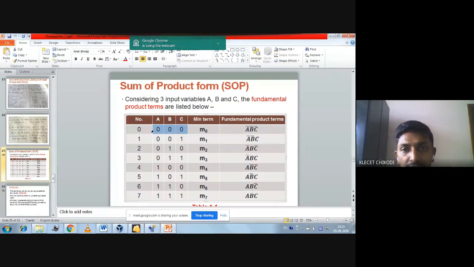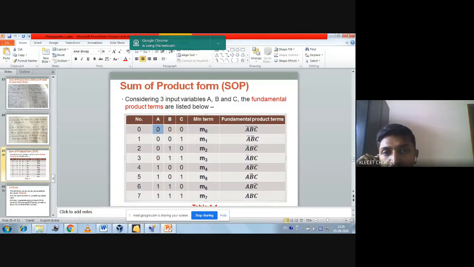So for the first term, you can see here A, B, C. You can see that the fundamental product term I have written is A bar, B bar, C bar, or you can write it as A dash, B dash, and C dash. Because considering the positive logic here, one thing you have to remember, note it down. I have considered the positive logic. So positive logic means for 0 we are considering logic low, and for 1 we are considering logic high.